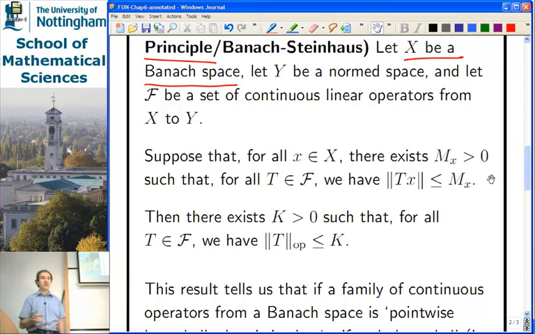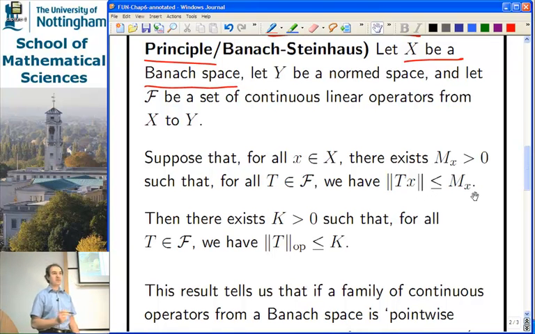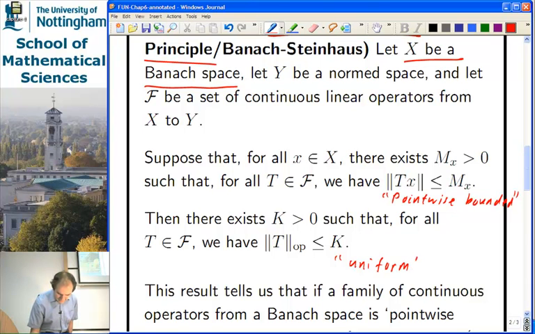Okay, then as long as they're pointwise bounded, that's this condition here. For each point X, we can find a constant that's allowed to depend on X, so that the norm of the image is at most that constant that depends on X for all T in your family. Then there's some big constant, capital K, so that the norms of all the operators in your family are less than or equal to that big constant. So this is the pointwise bounded and this is uniformly bounded. At least this is the sense in which we're talking about uniformly bounded.